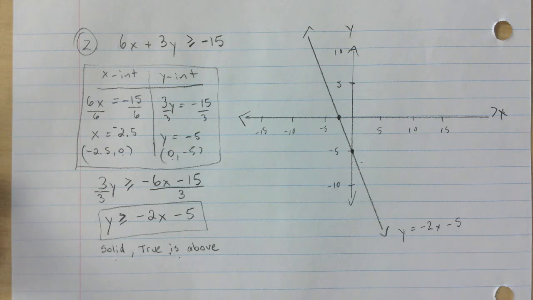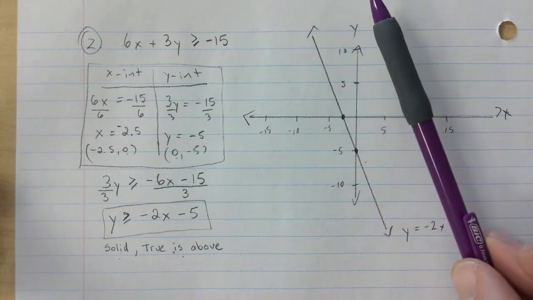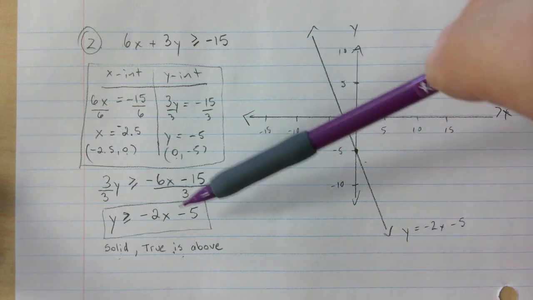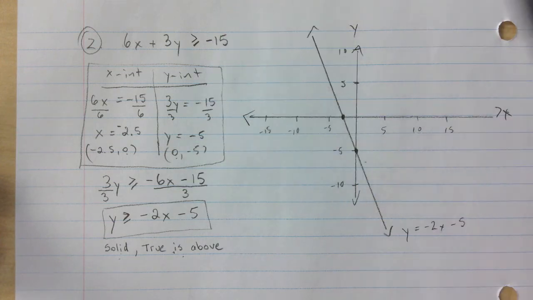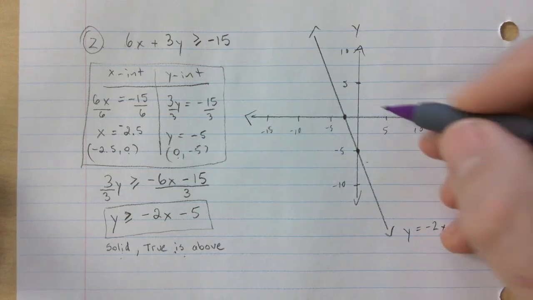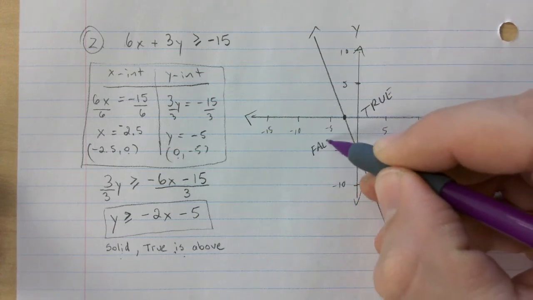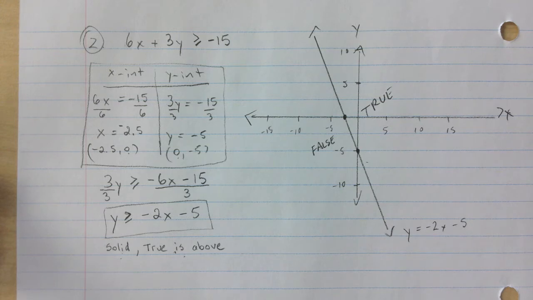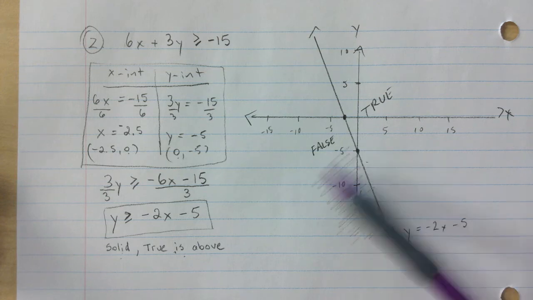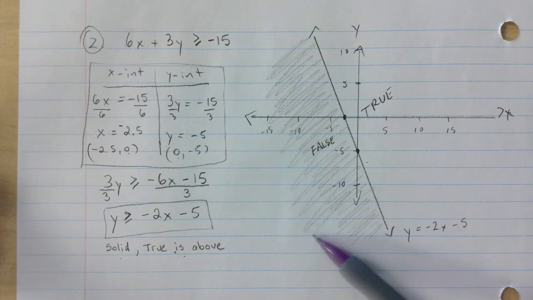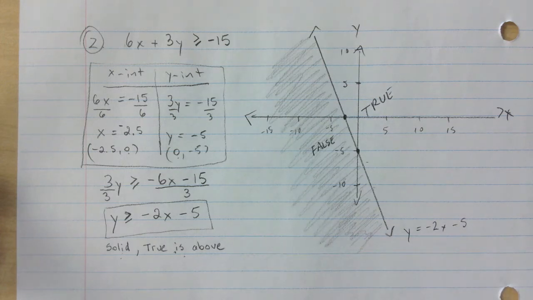True is above. Where's above the line? I hope you know that it is this side. It doesn't matter which way the line is pointing. Above is always north, always above the line. So this would be true, and this is false. Okay, and then you shade accordingly. There it is.